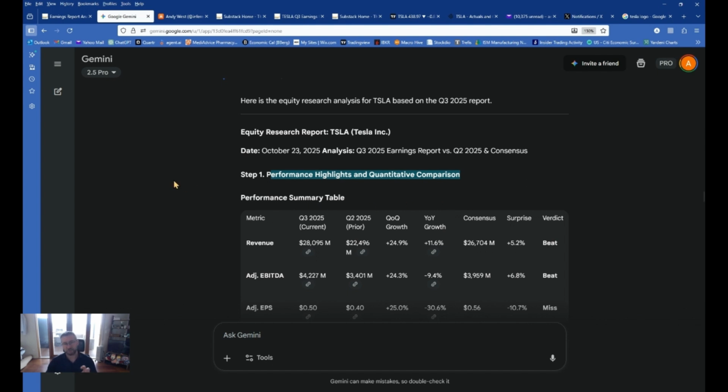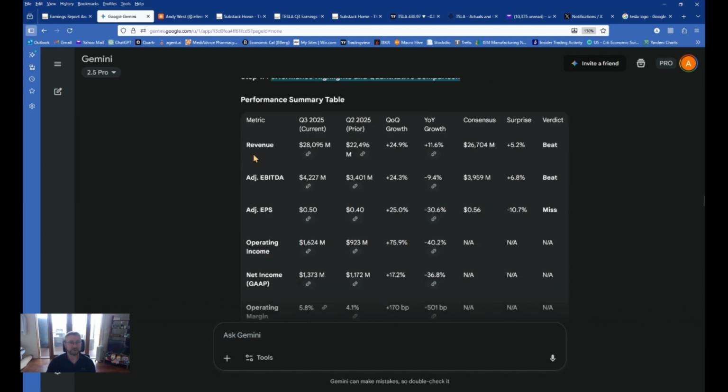And then this report is already pasted up on our website under the stock research tab. That's inferentialinvestor.substack.com. So we'll put the link underneath the video as well, and you can navigate there and see the full report. Performance summary table for Tesla Q3.